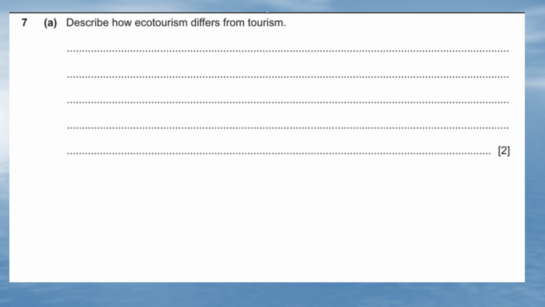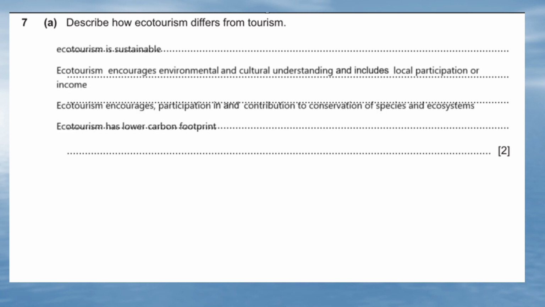So we go back to chapter 6 about human impacts in tourism, and we are asked to describe how ecotourism differs from normal tourism. We need two different things for 2 points, but I'll come up with a few more. Ecotourism is sustainable. Ecotourism encourages environmental and cultural understanding and includes local participation or local income. Ecotourism encourages participation in and contribution to conservation of species and ecosystems. And ecotourism has a lower carbon footprint. Remember, you only need 2 of these to get the 2 points.